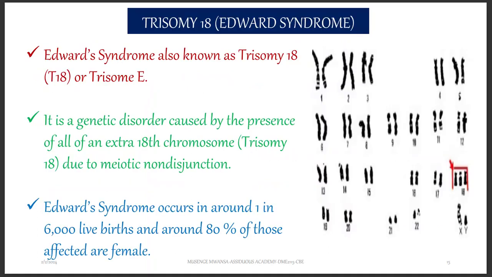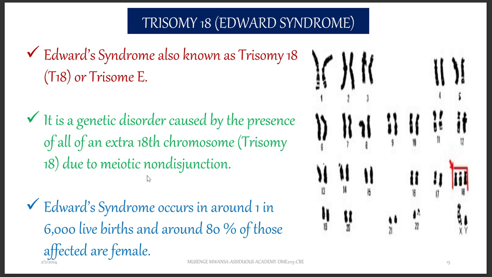And then trisomy 18, Edwards syndrome. Here you can see, if you do a karyotype, that at position number 18 you are going to have three chromosomes, also known as trisomy E. Edwards syndrome, also known as trisomy E, that E from Edwards, is a genetic disorder caused by the presence of an extra 18th chromosome, and that causes that trisomy. What is the cause?